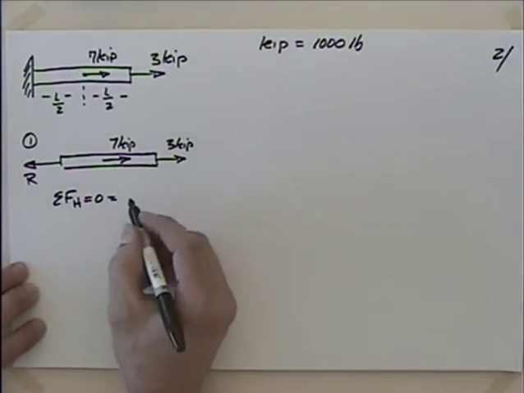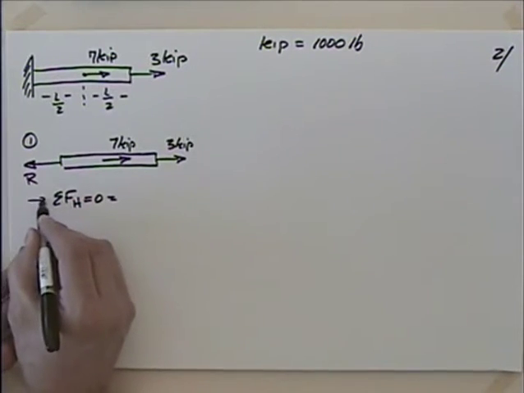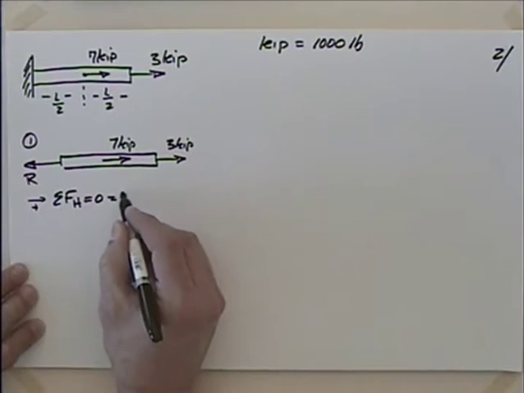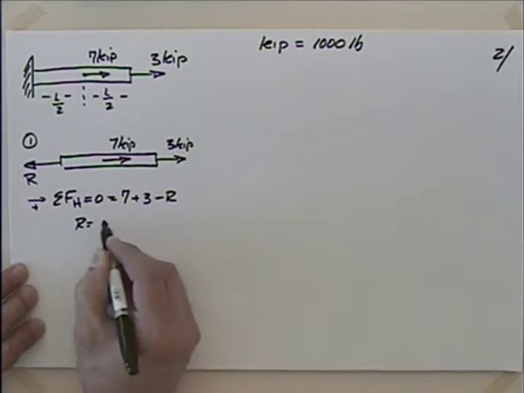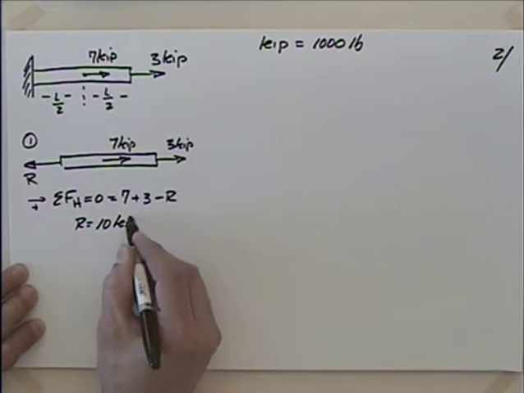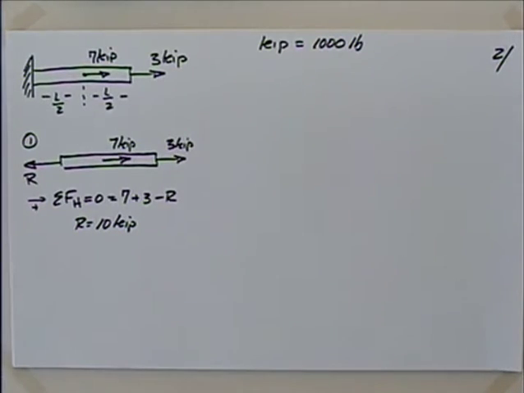So if I look at the forces in the horizontal direction, I'll take positive to the right. So I will have 7 plus 3 minus R. Of course, R then turns out to be 10 kips, as you would expect.